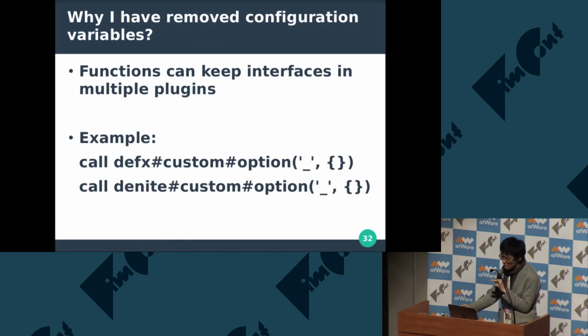And I have removed configuration variables because functions can keep the interface consistent across multiple plugins. For example, both diffx and denite have similar customized interfaces. They are easy to understand. My plugin interfaces are more complex than other plugins, so a similar interface is important.